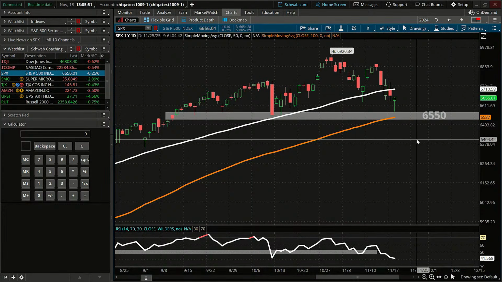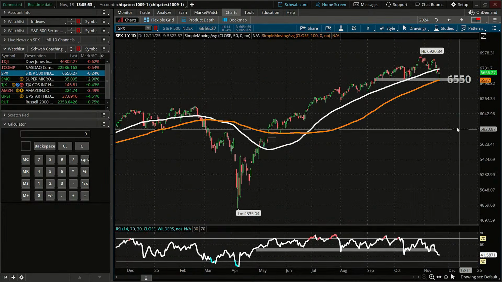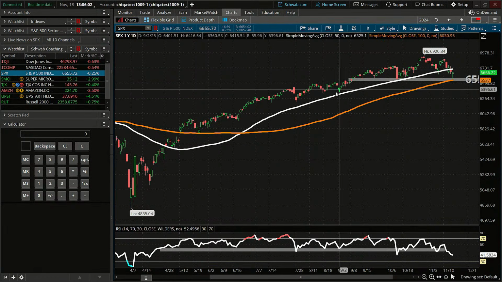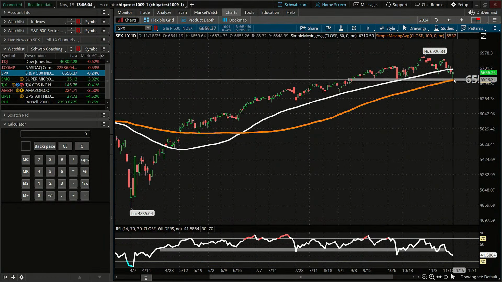But if we just zoom out a little bit further, we can see that the structural trend is still intact. We are still making higher lows all the way through this trend to the upside, still holding that horizontal support there. So I would still consider that a higher low. Really not a break in the trend there. Also kind of coinciding with that 100 period moving average.